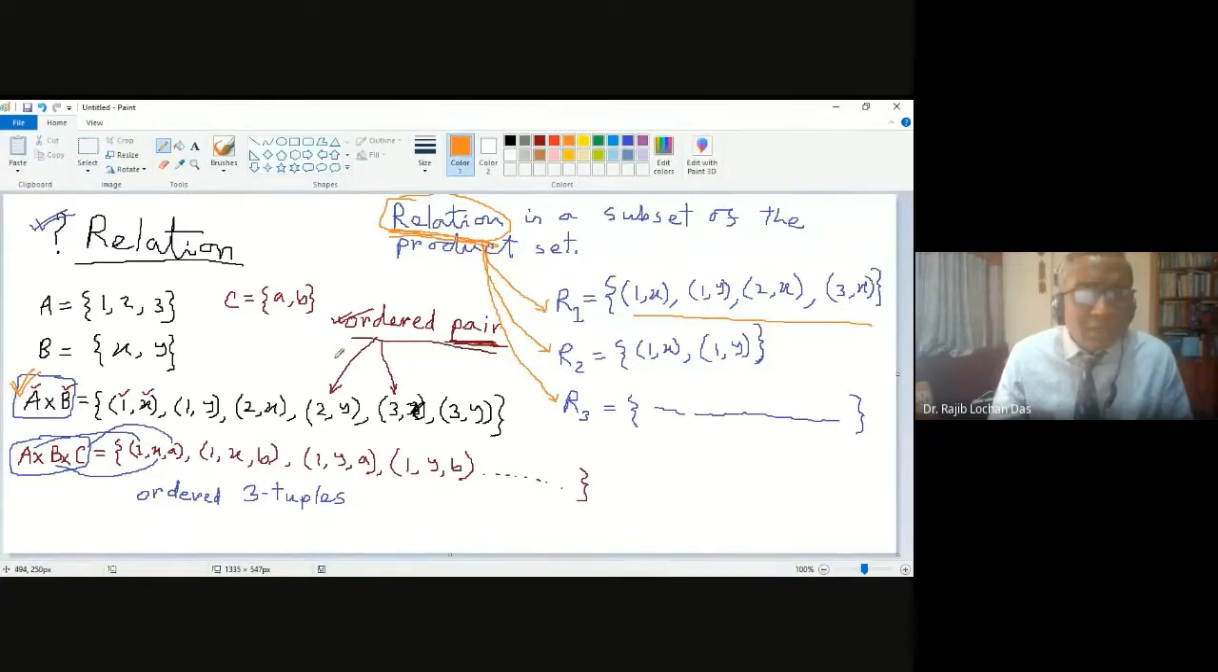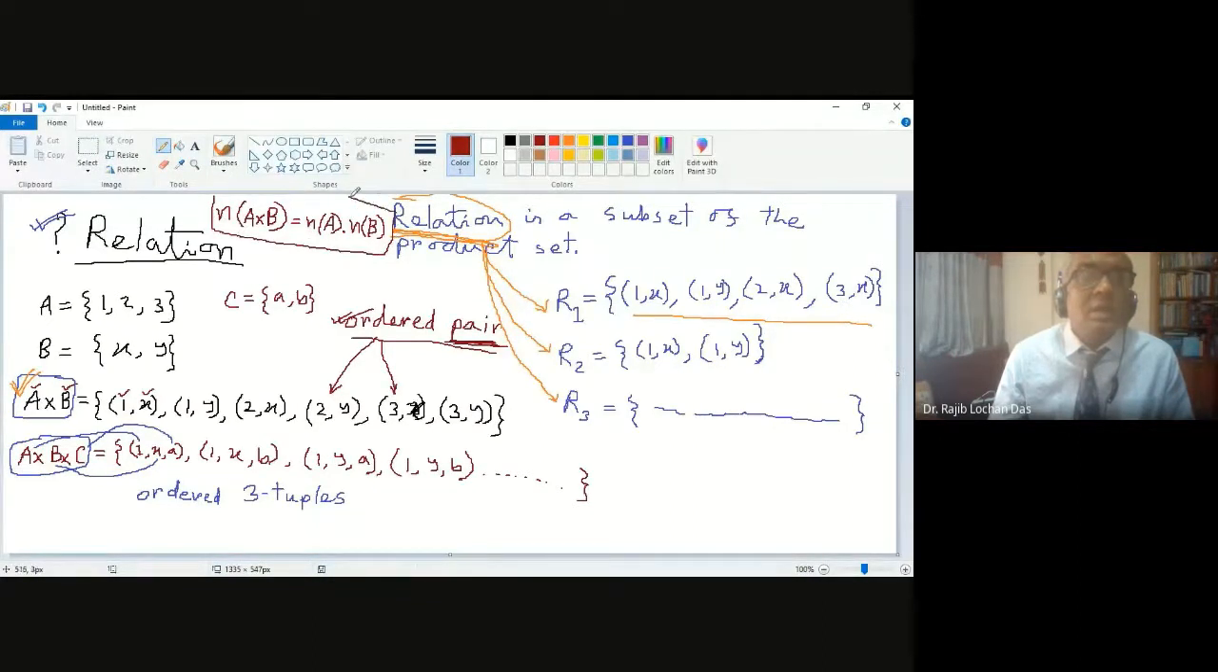Before that, let me tell one theory, or you may already know it, that is the number of elements in A cross B. How many elements will be in A cross B? That will be the number of elements in A times the number of elements in B. That means you can tell how many elements will be inside the product set, that is the Cartesian product. So this is a theory.